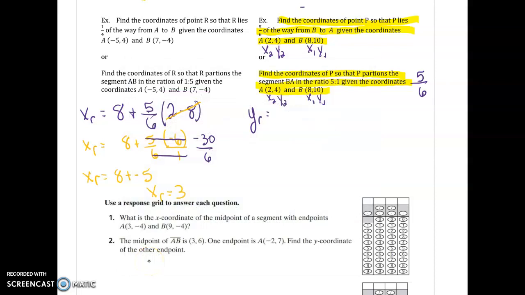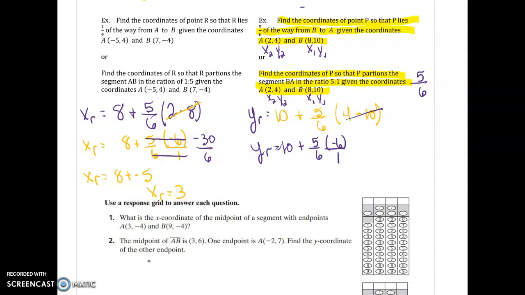And now I'll do the same for the y coordinate. So I'm starting with the y value, y1 is 10. I'm going to add to it, same fraction. And this time I'm going to take my y value, which is 4, y2, subtract y1, which is 10. Do my order of operations, so parentheses first, which is -6.